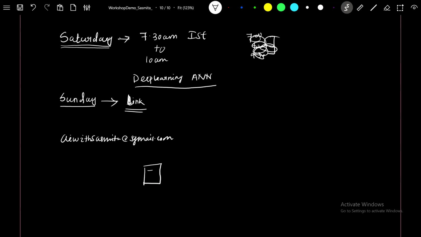There will be a front end and there will be a back end. The back end will be using FastAPI. So don't worry if you don't know FastAPI.